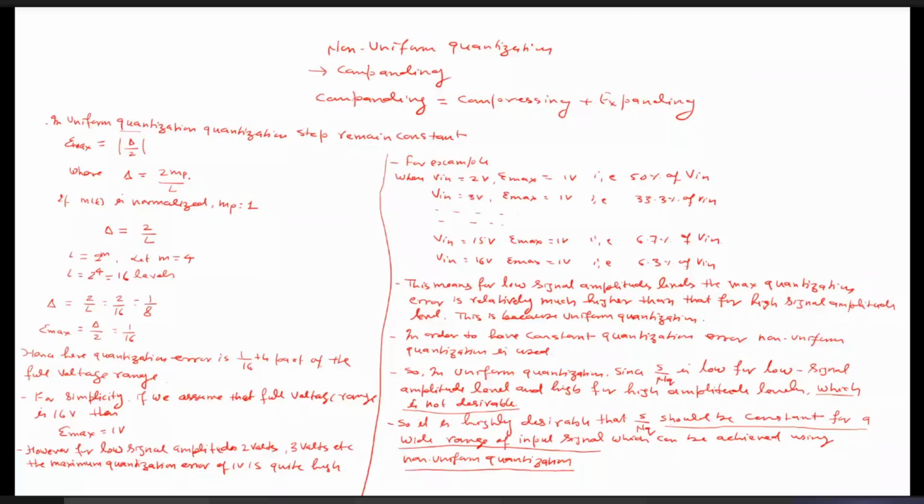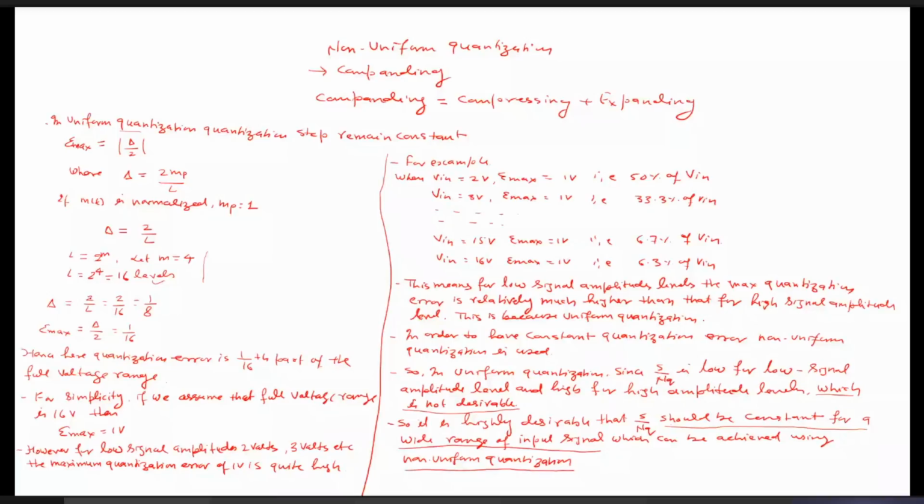If we normalize this, in place of minus MP to MP, by the voltage of 1 volt, then delta will simply be given by 2 by L. Now, in the special case, if you consider L equals 2 to the power m, where m is 4, that is, each level is represented by 4 binary bits, then the total number of quantization levels will be 2 to the power 4 equals 16. In that case, the step size delta will be 2 by 16, that is 1 by 8.